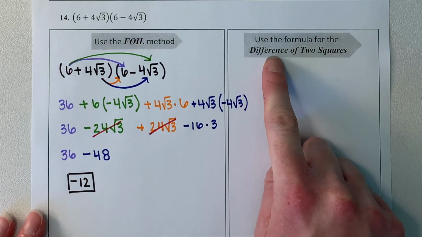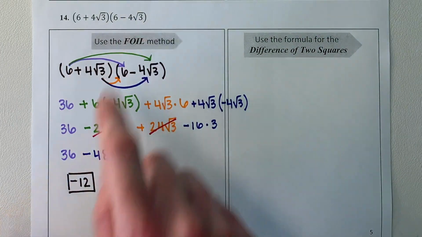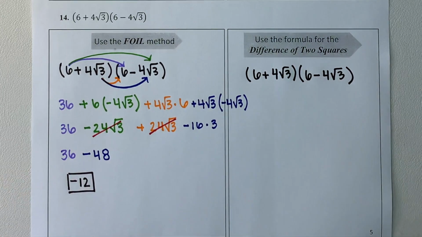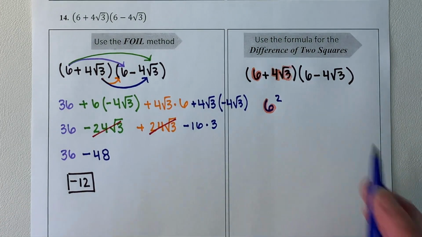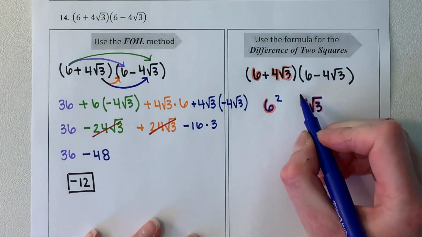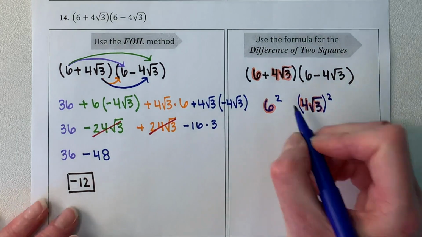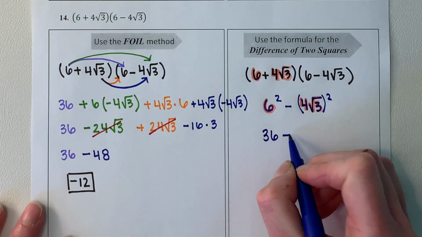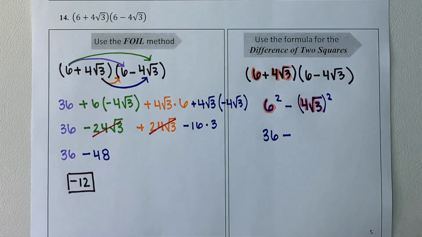Last, let's use the difference of two squares formula for this problem here. I've started by copying down this exact original problem here, and the difference of two squares formula says, take this first quantity and square it, and then take this second quantity and square it, and then we put a minus sign in the middle. 6 squared will give us 36, and we could simplify this in a few different ways.